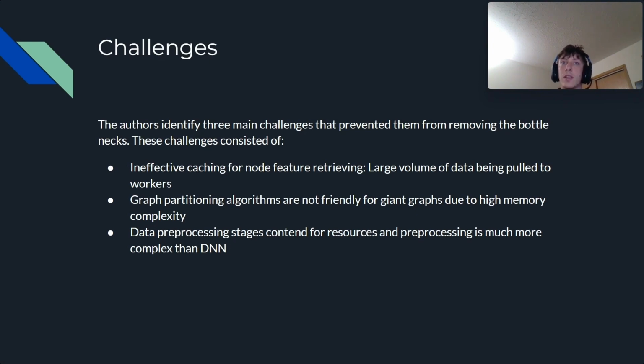The third challenge that the researchers came across was that the data pre-processing stages contended for resources. And pre-processing stages become much more complex in graphic neural networks than in deep neural networks. Giving more resources did not seem to be the answer, though, because when provided with more resources, some stages acquire more resources than needed, causing blockages and backups.